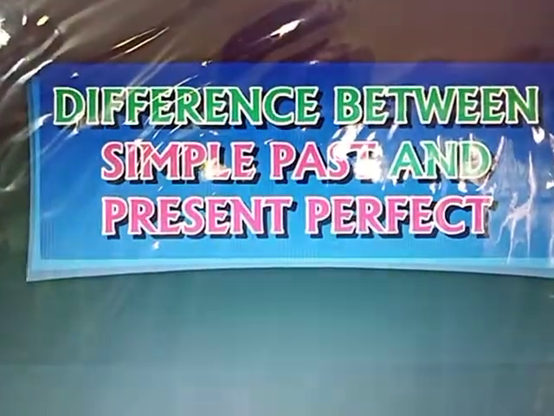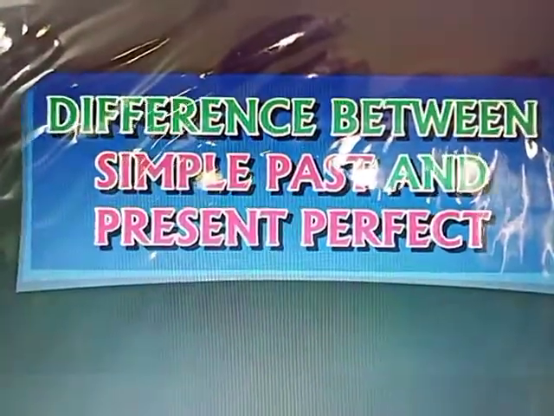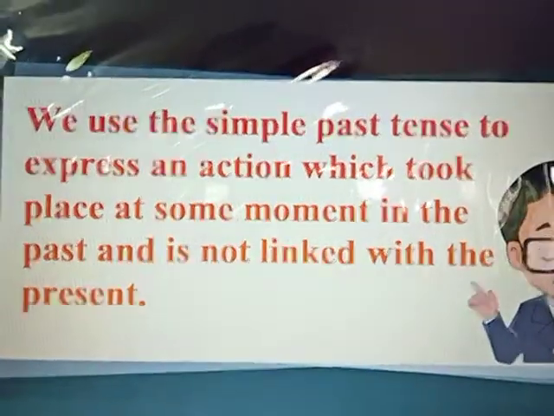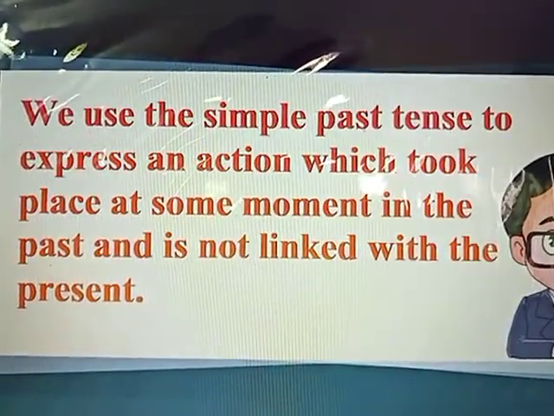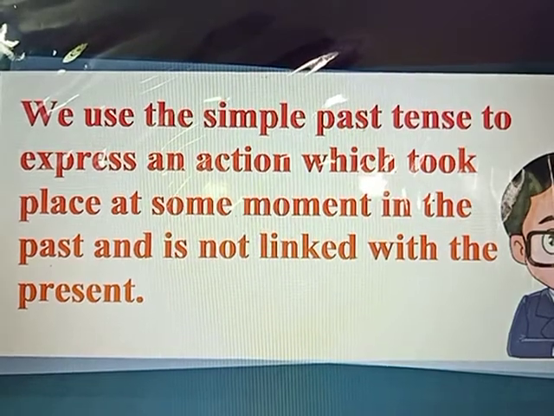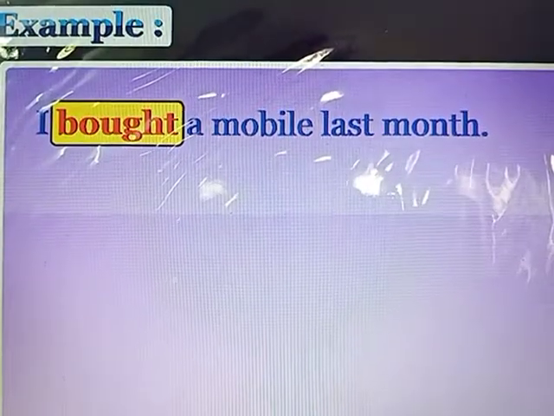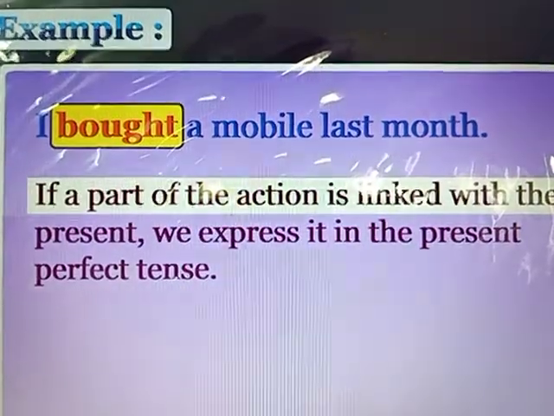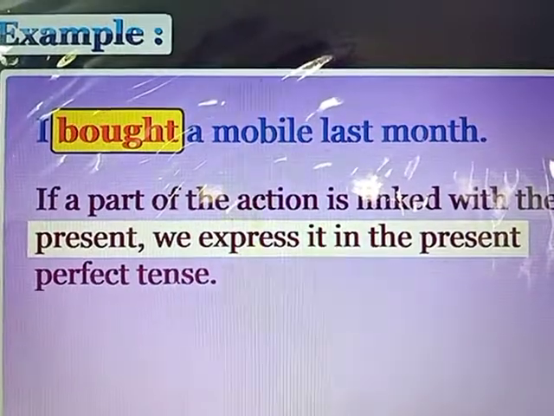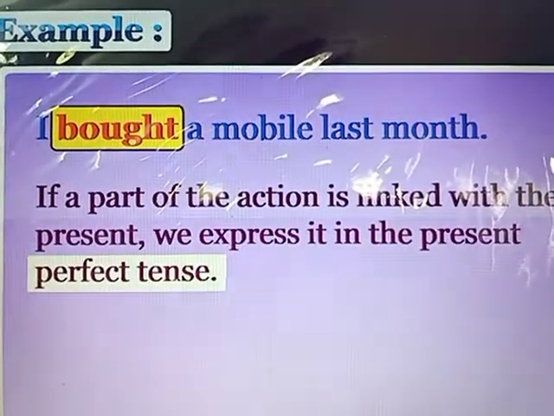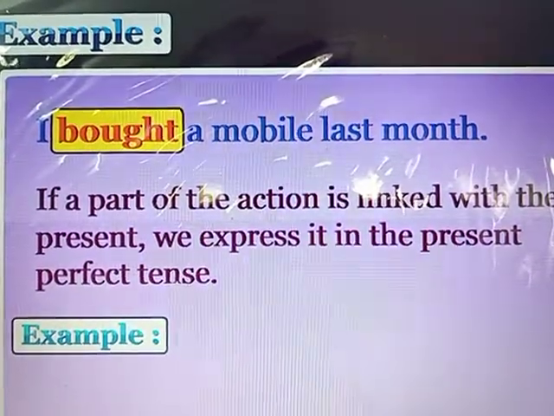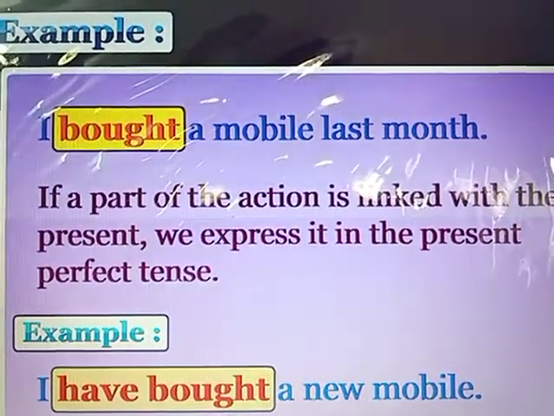Difference between simple past and present perfect. We use the simple past tense to express an action which took place at some moment in the past and is not linked with the present. Example: I bought a mobile last month. If a part of the action is linked with the present, we express it in the present perfect tense. Example: I have bought a new mobile.